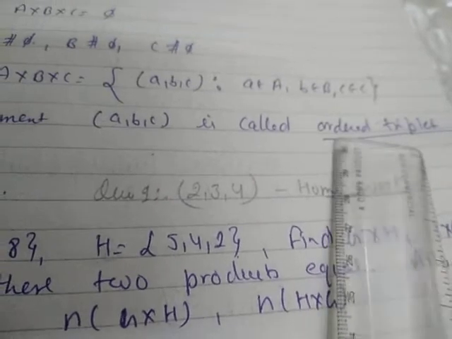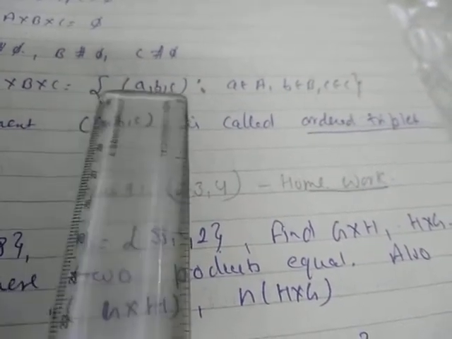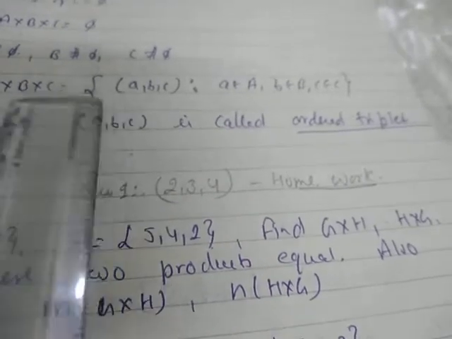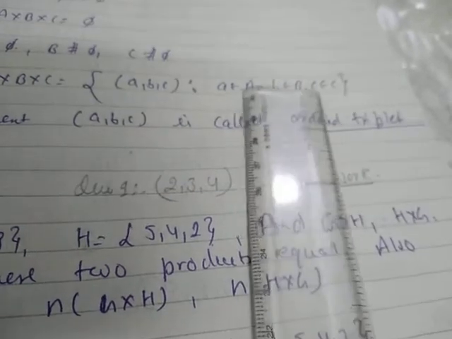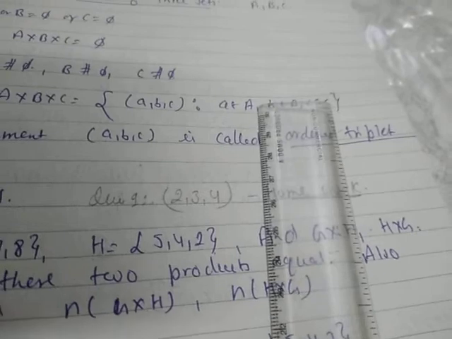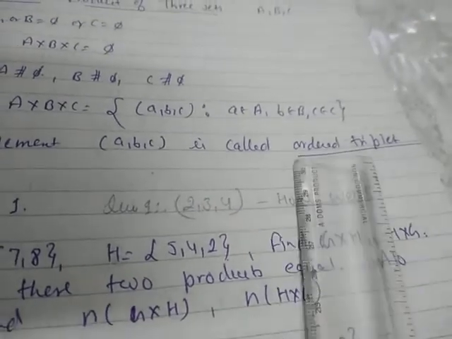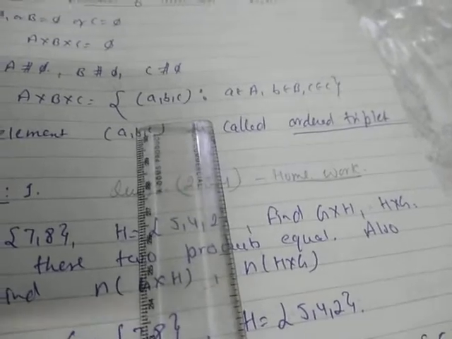Ordered triplet, that means place is important. A should be in first place, not in second place. Therefore this is called an ordered triplet. If only a triplet is there, then order is not important. A, B, C and B, A, C are all the same. But if it is an ordered triplet, then A, B, C is different from B, A, C.